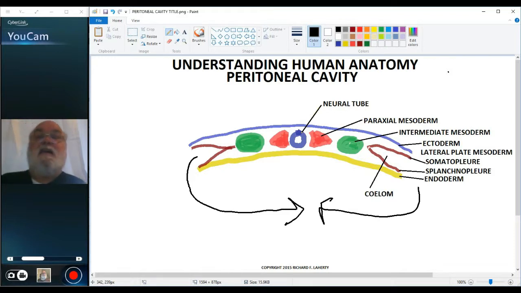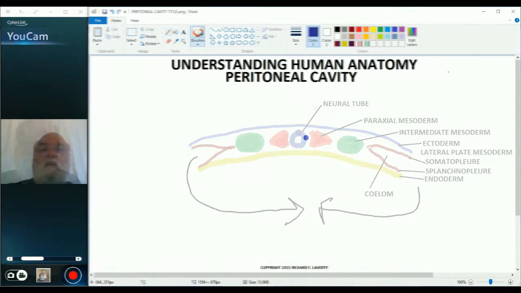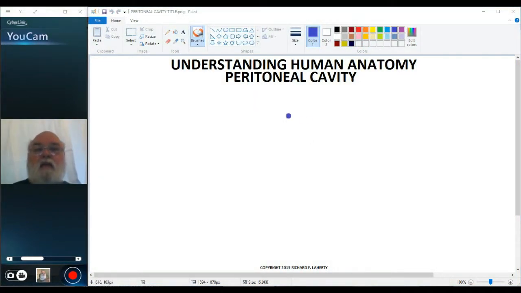So in the next slide, we'll take a look at the results of this folding. Now, after the folding has been completed, we'll have a tubular type embryo. So let me start by drawing in the ectoderm, like so.